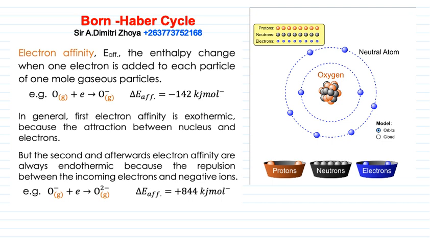Hello. Alright, so this time we want to calculate the enthalpy change using the Born-Haber cycle. The Born-Haber cycle is an energy level diagram which is similar to the Hess diagram. But this Born-Haber cycle is an energy level diagram.